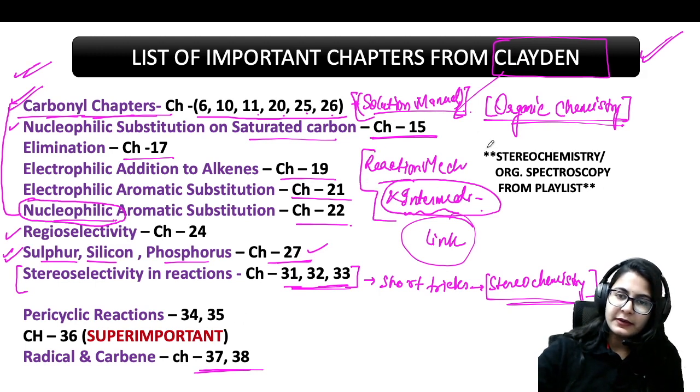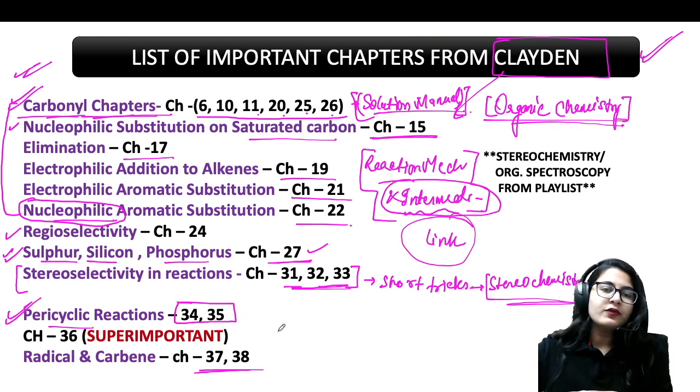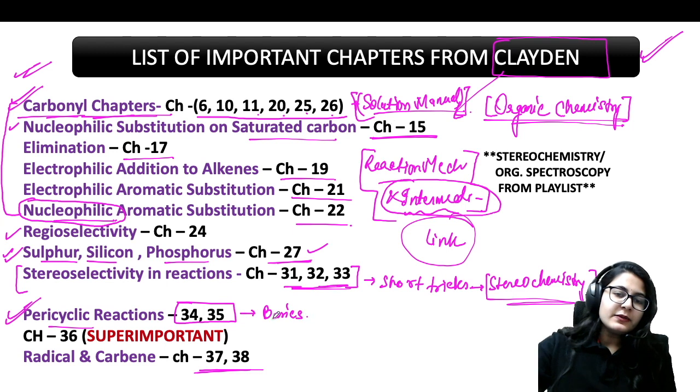reaction mechanism and intermediates. First, you do this, okay, and then you go to the pericyclic reaction chapters 34 and 35. Once you are done with these two chapters, then you can move onwards to Carruthers, otherwise not, because these are the basics. If you are clear with the basics, then you can move onward to Carruthers, right?